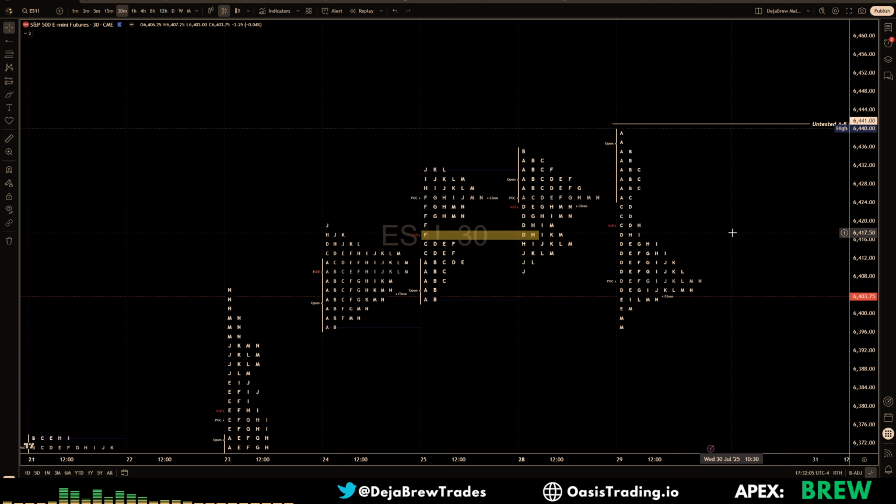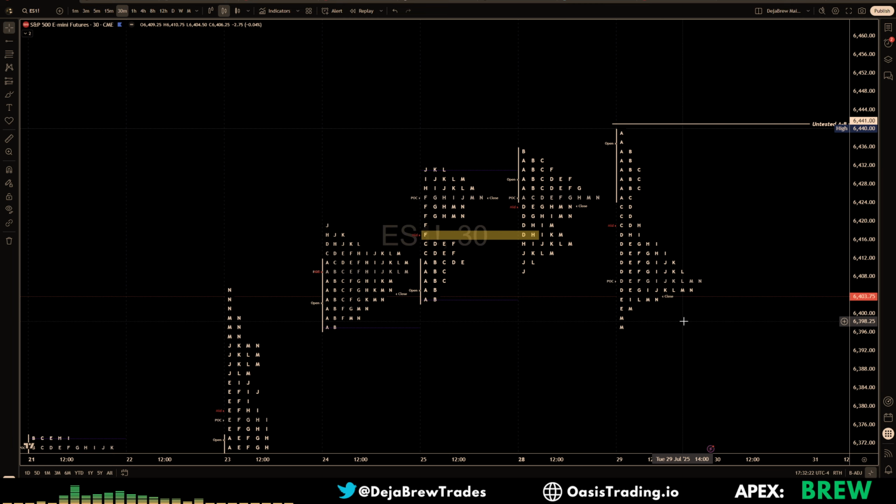The A session is from 9:30 to 10 o'clock. The B session is from 10 o'clock to 10:30. Now, if you're looking at my chart here, this little white bar right there, that is the initial balance. That takes the high and the low of the A and B session.